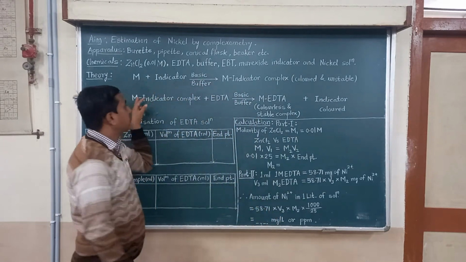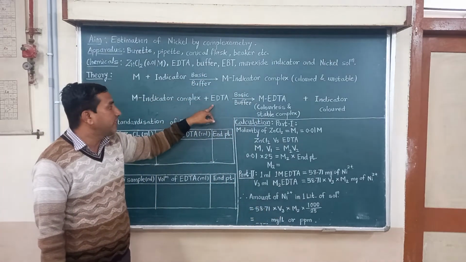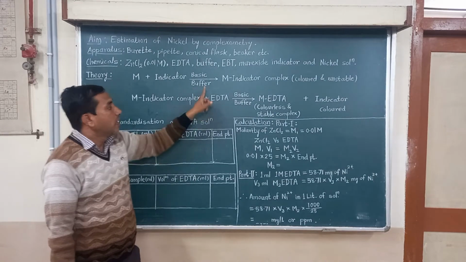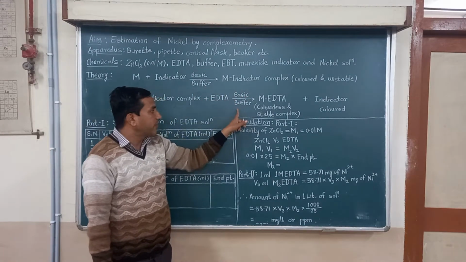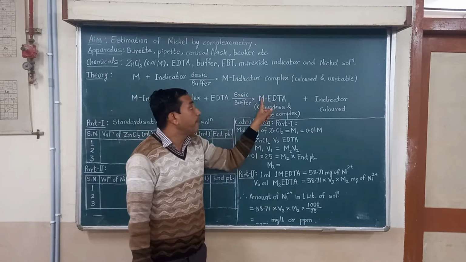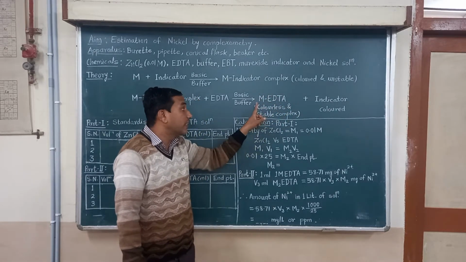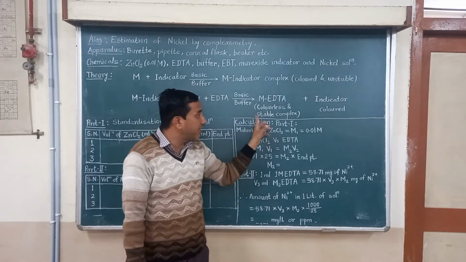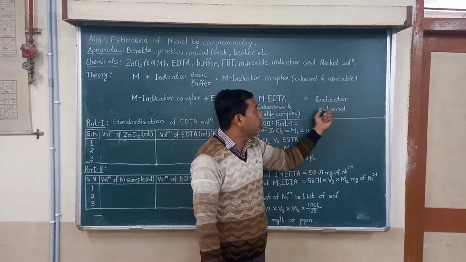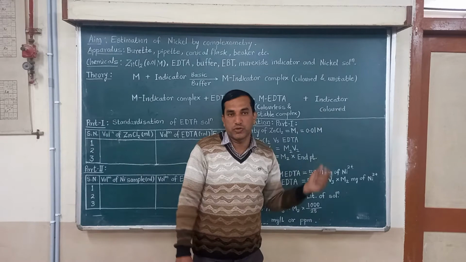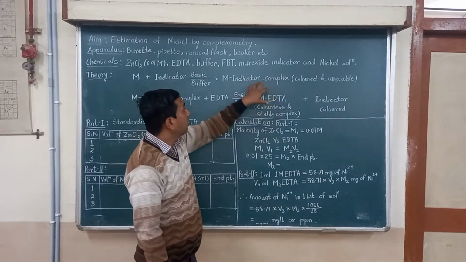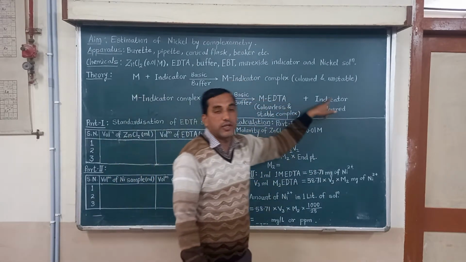This metal indicator complex is colored and it should be highly unstable. Then this complex is again titrated with the complexing agent like EDTA. In the presence of basic buffer, there is a formation of the metal EDTA complex, which is colorless, and of course it is a stable complex. And since there is a liberation of free indicator, of course the color changes from the color of the metal indicator complex to the color of the free indicator.